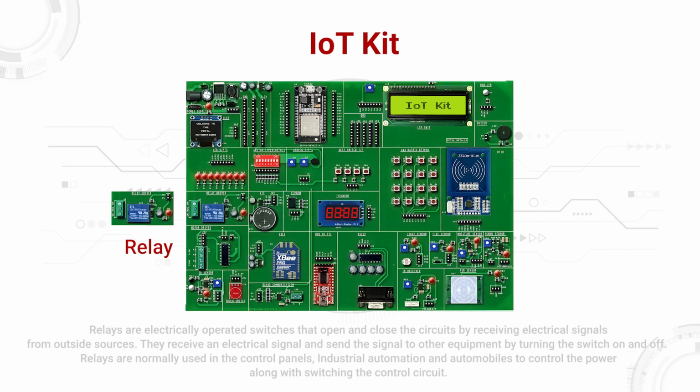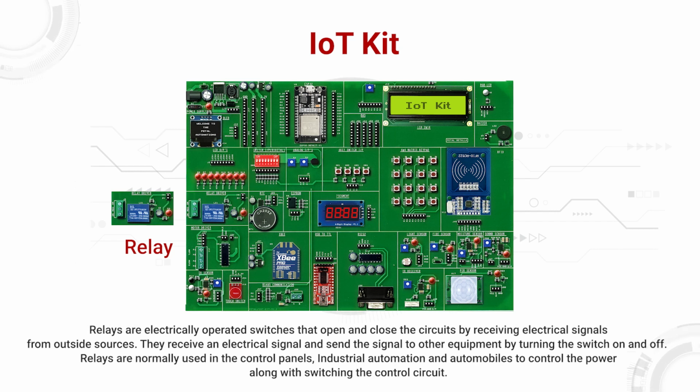Relays are electrically operated switches that open and close the circuits by receiving electrical signals from outside sources. They receive an electrical signal and send the signal to other equipment by turning the switch on and off. Relays are normally used in control panels, industrial automation and automobiles to control the power along with switching the control circuit.